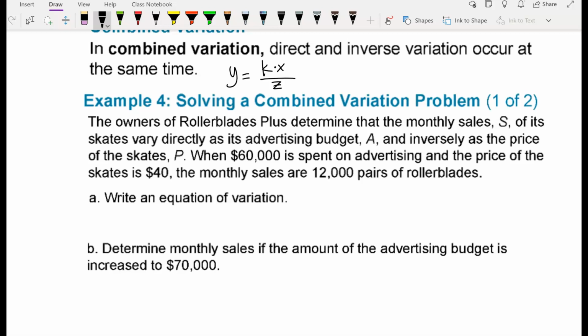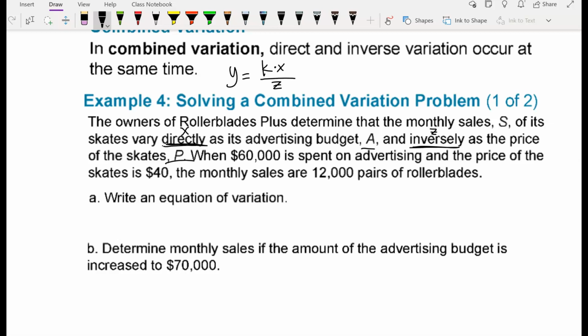All right. The owners of Rollerblades Plus determined that the monthly sales S of its skates vary directly as its advertising budget A, and inversely as the price of the skates P. When 60,000, so directly is the multiplication, so that's X, and then inversely is going to be our Z. So when 60,000 is spent on advertising, and the price of the skates is $40, the monthly sales are 12,000 pairs of rollerblades.